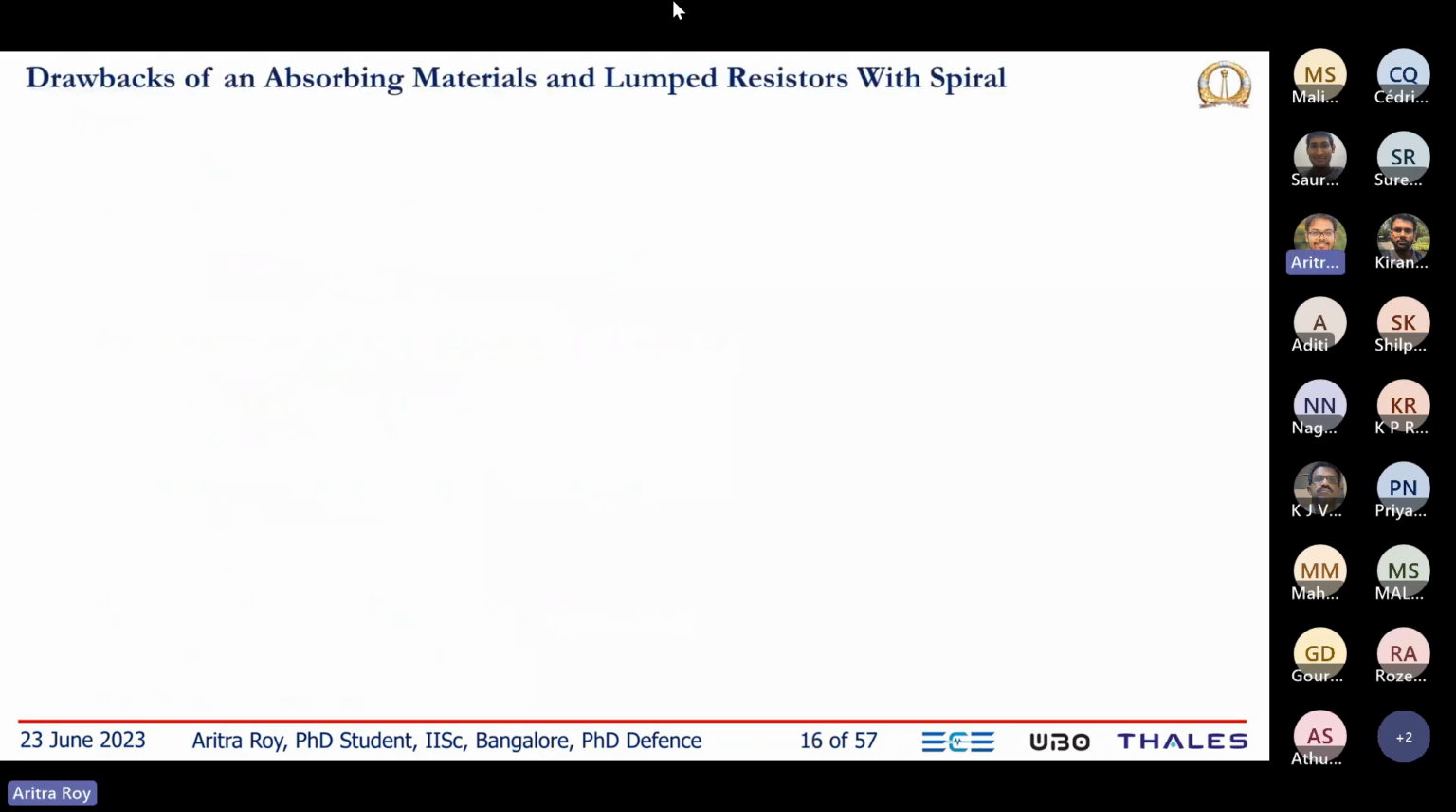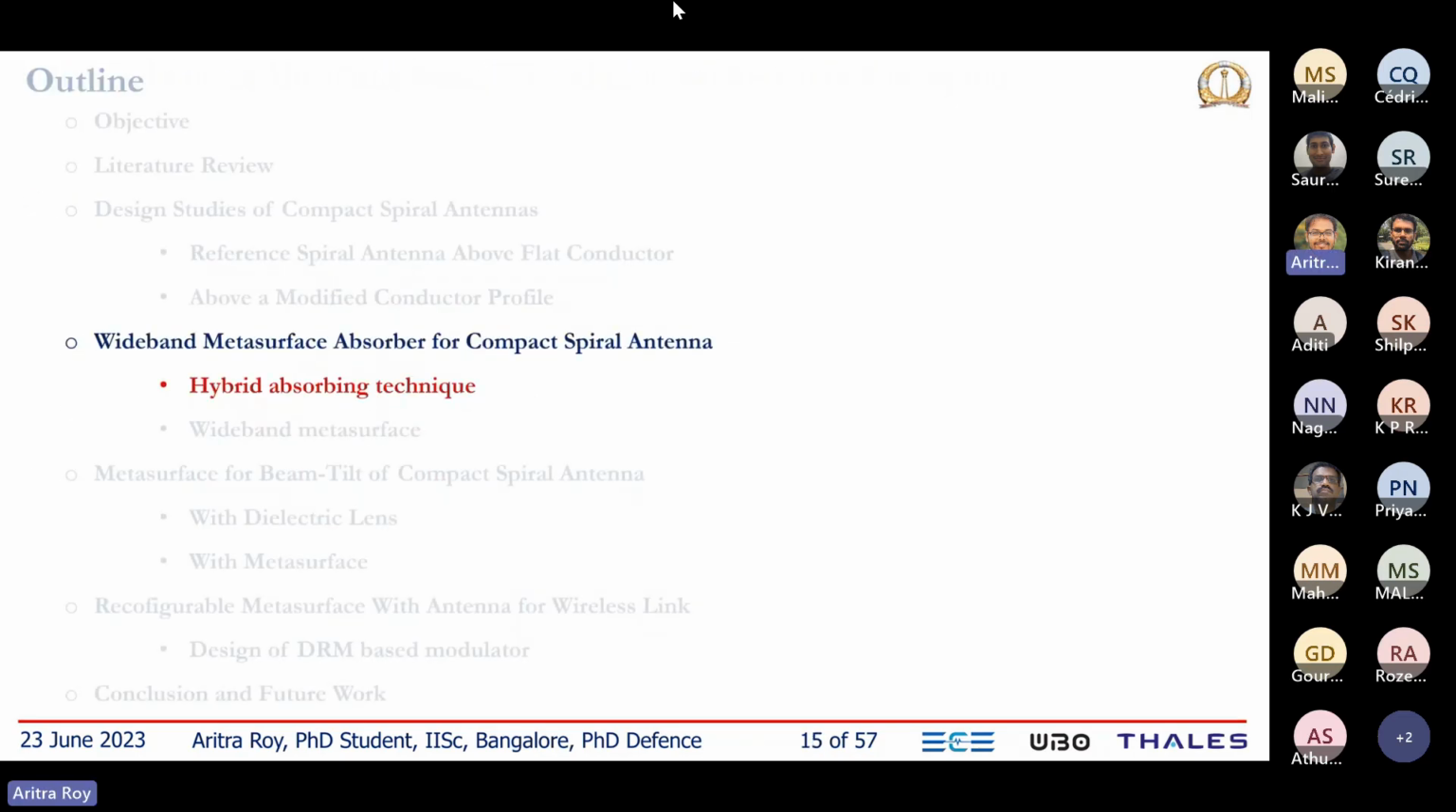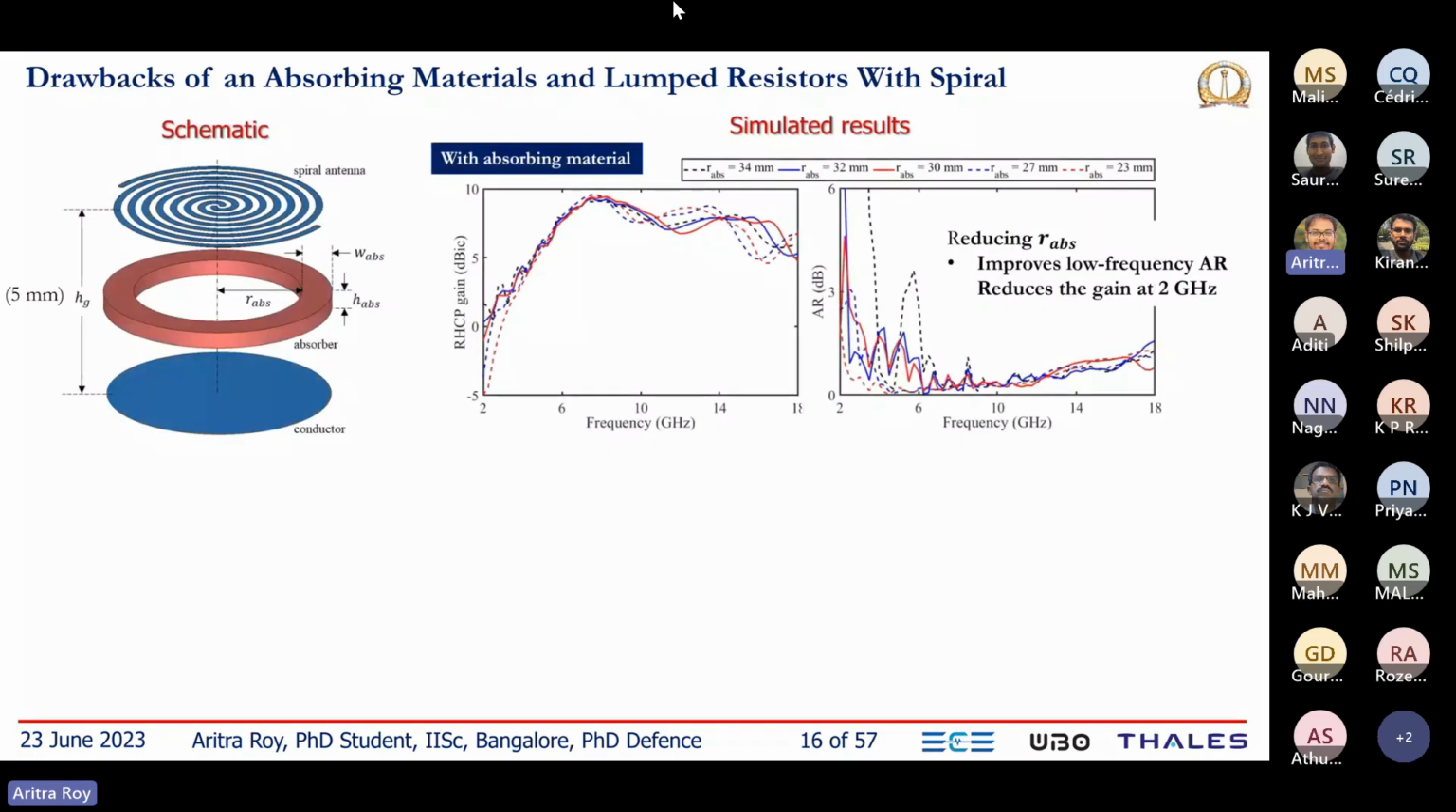Then we realized that it is difficult to always make a non-planar geometry. So we thought of using a flat ground plane, as you can see in this picture, but we placed the antenna very close to the ground plane. We have placed it only 5 mm.